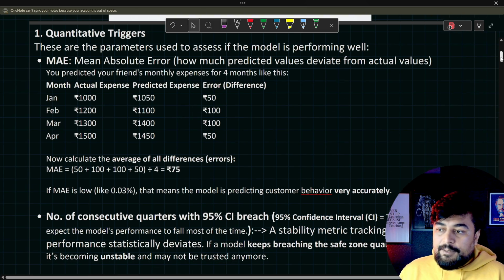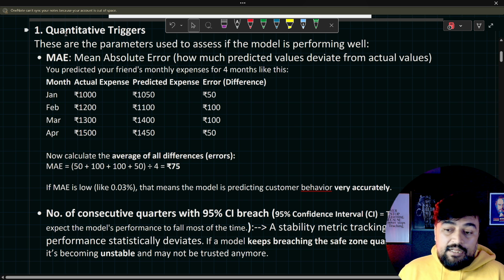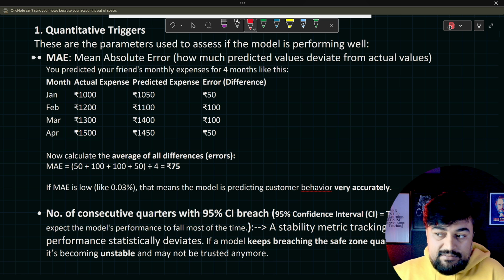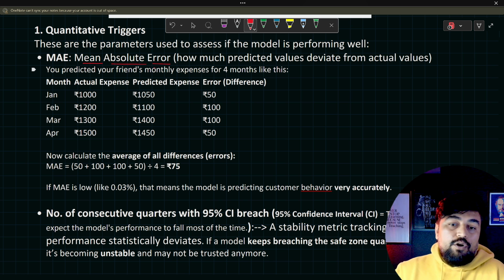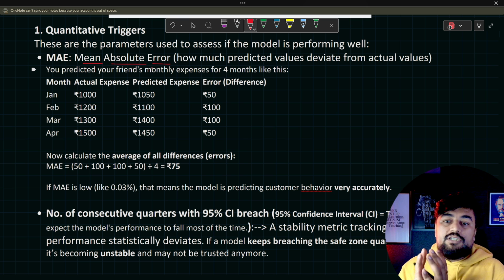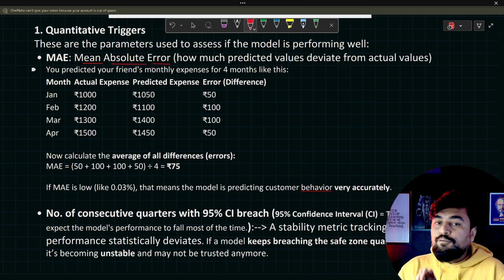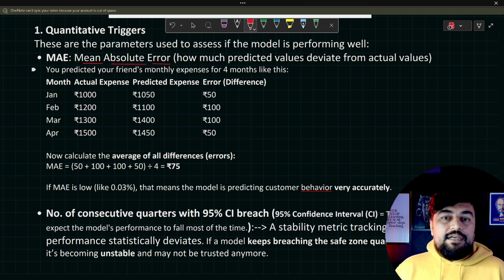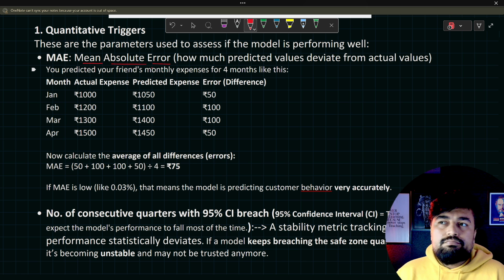So in the quantitative triggers, the number one metric is MAE, which is your mean absolute error. What is the meaning of mean absolute error? It is how much the predicted value deviates from the actual value. So let's say I ask somebody, what is my age? Somebody tells me you look like 29. I say my age is 28.